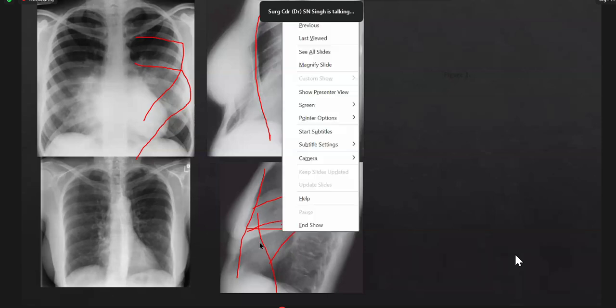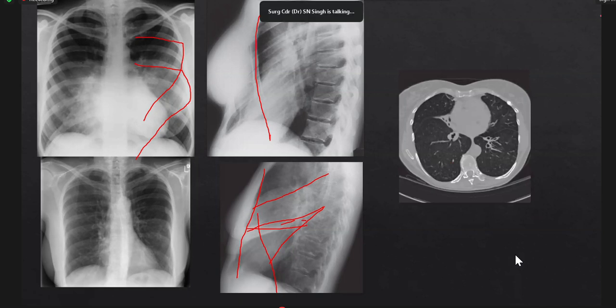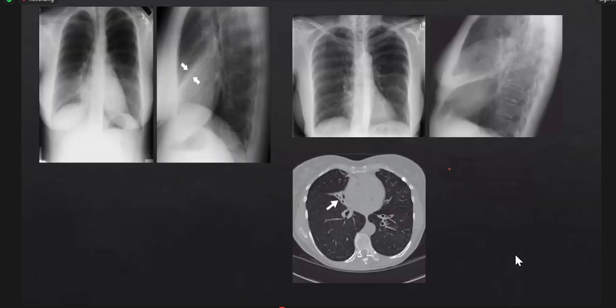Yes, sir. So this is a right middle lobe consolidation, right middle lobe consolidation below, and above it is the pectus excavatum. That's what it is. Okay, fine. So this CT is of this. Let's see everything. This is the right heart border obscured. Here you can see a coin-shaped lesion over the cardiac shadow, and this is confirmed on CT.